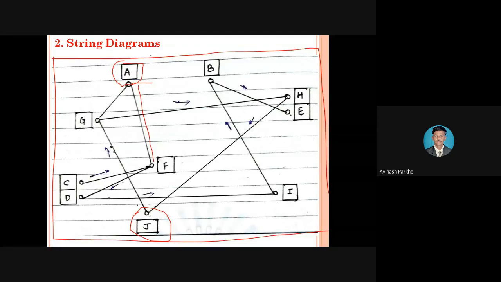In the string diagram, we have to take some instruments, in the sense we have to take one whiteboard. On that whiteboard we have to draw the layout. On that layout we have to mark the location of each and every machine as per the layout design. Then we have to use pins, which will be located at the respective machine locations, and from the start we have to start the string. If your operator is moving from point A to point B, you have to take the string from A to B. From B, if your operator is moving to machine number G, then from B I have to take the string towards machine number G. From G again it is E, then F, G.